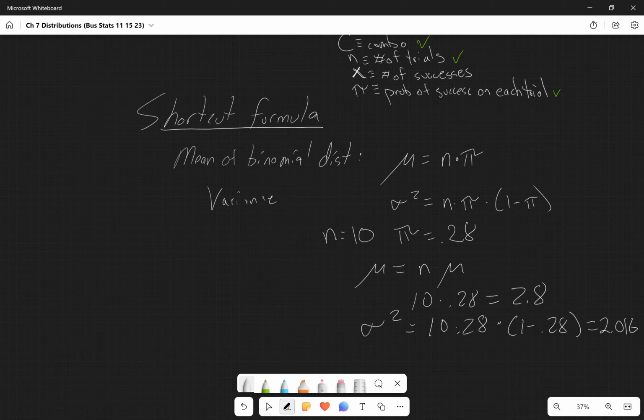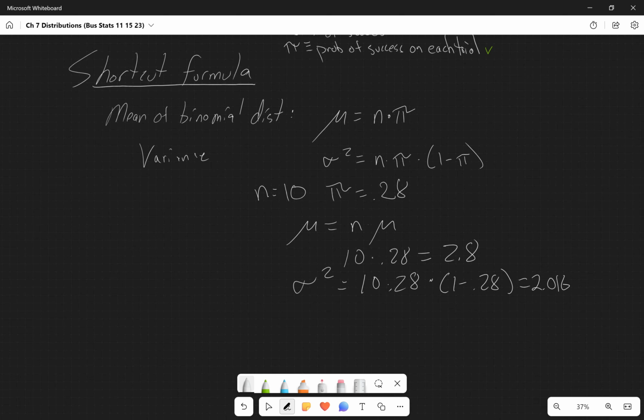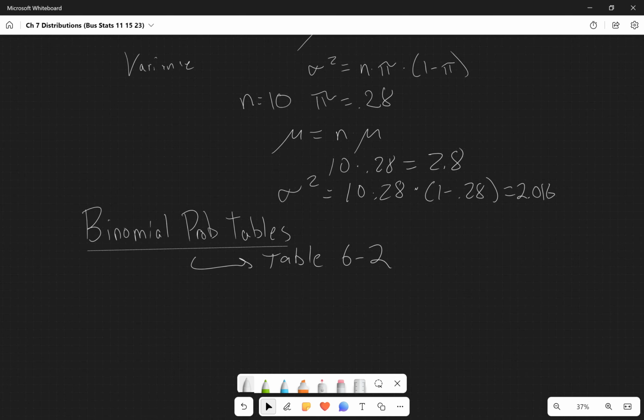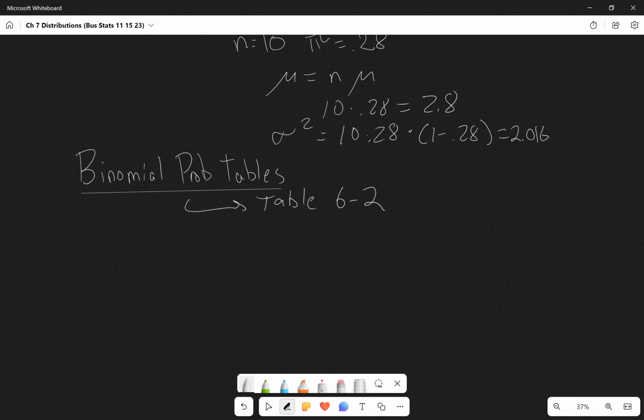There are tables that can help us with this kind of stuff, so we don't need to do this calculation. There are binomial probability tables constructed for you in your book. So table 6-2 is going to have a bunch of different binomial probabilities for different values of n. Each table will have, like, an n equals 6, and then it's going to have a bunch of things about the probability.